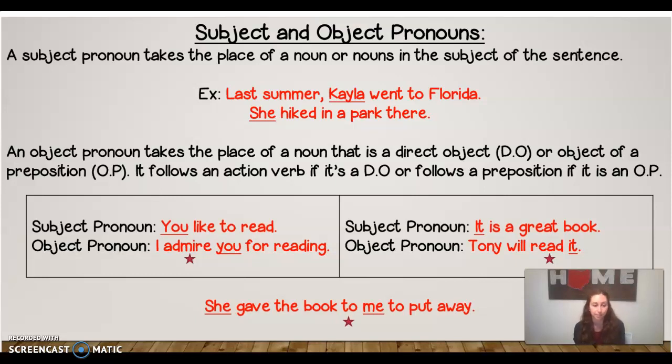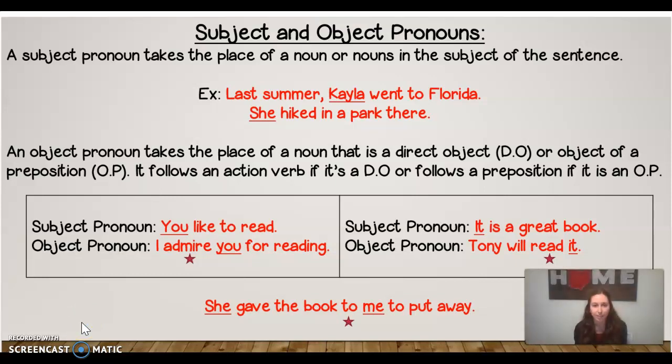And if we look back at the definition, it's following a verb, so that's going to make it a direct object of the sentence. If we looked at the same sentence, I admire you for reading, and we looked at I, I would be a subject pronoun.